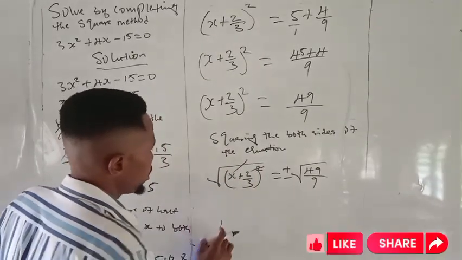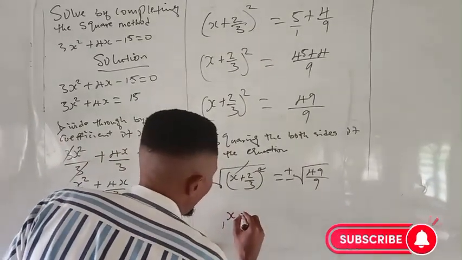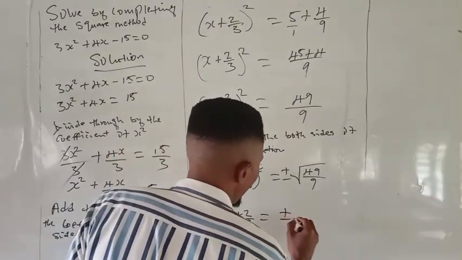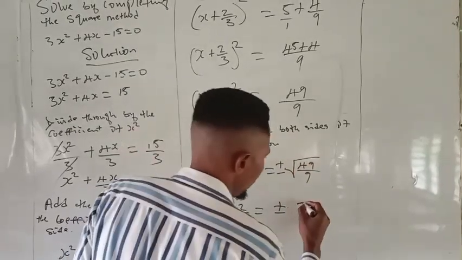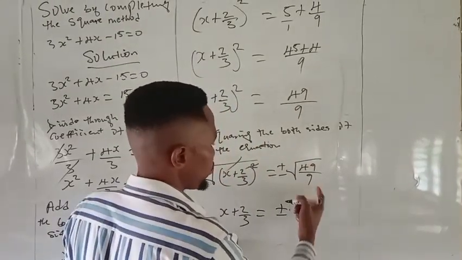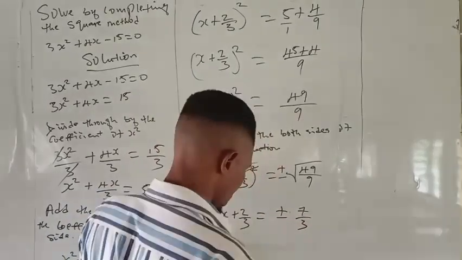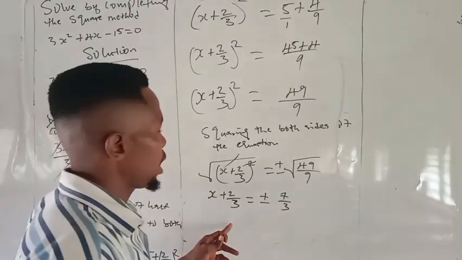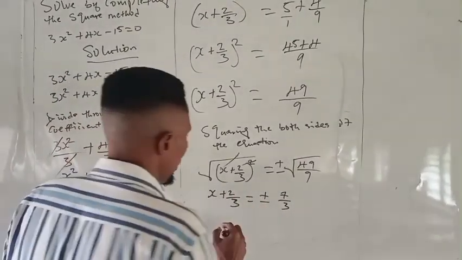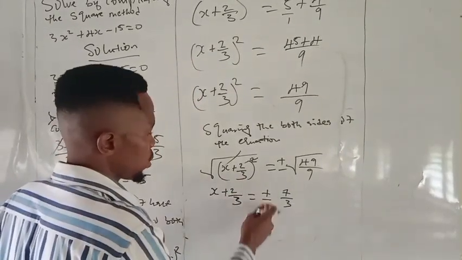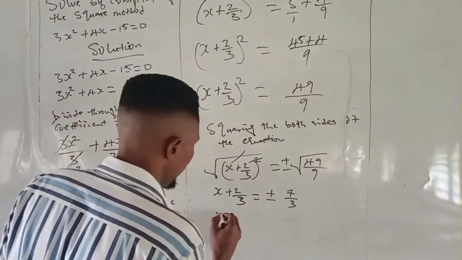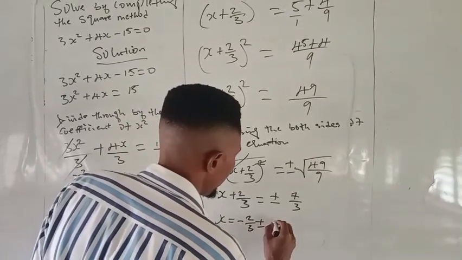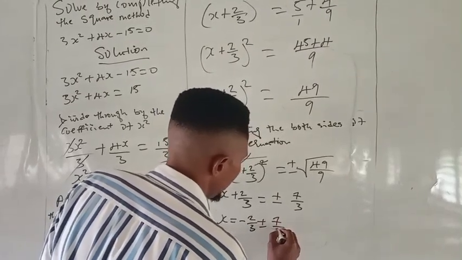Alright, okay, so we now have (x plus 2) all over 3 equal to positive negative square root of 49, which is 7. Now, the square root of 9 is 3. So at this point, the 2 all over 3 has to cross the equality sign. Because this is positive here, once it crosses the equality sign, it's going to change to negative. So you have x equal to minus 2 all over 3 positive negative 7 all over 3.